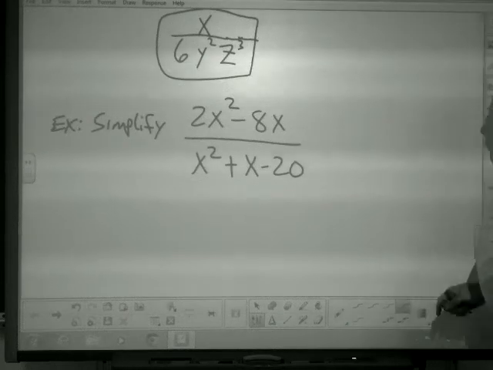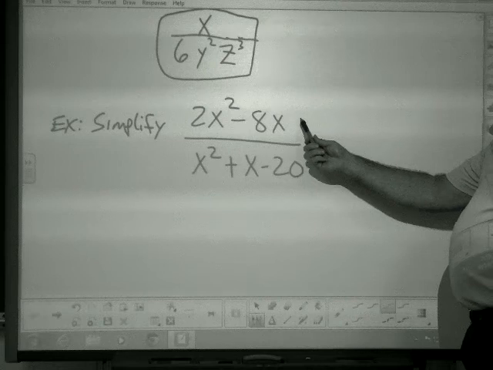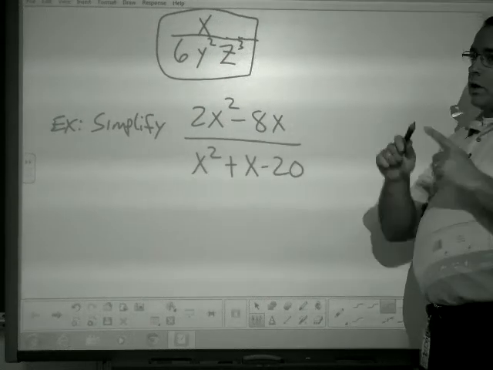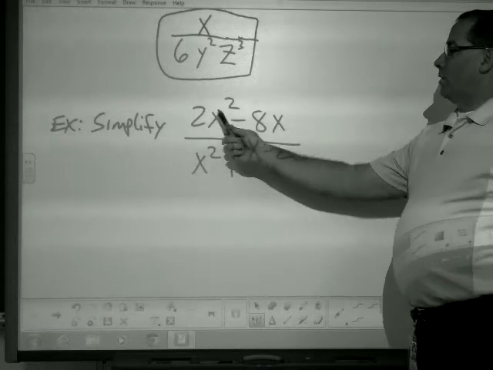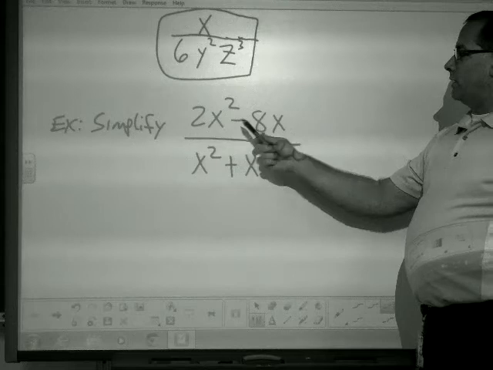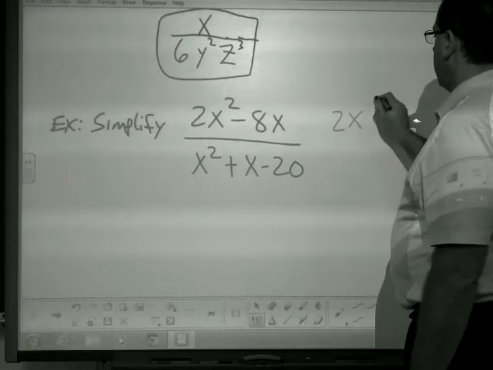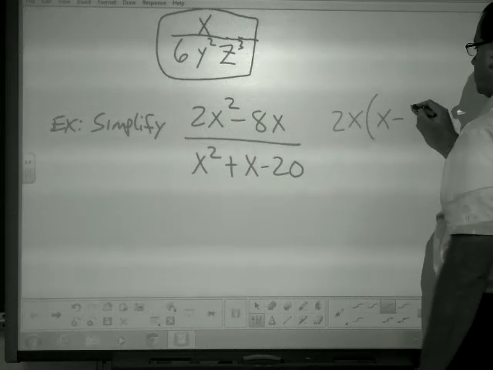Last one, simplify. Okay? Factor if possible. Well, let's see what we got here. I have 2 terms, so I know it's not a trinomial with 2 sets of parentheses. These are not perfect squares. Maybe there's a greatest common factor. Oh yeah, I could take out a 2 and an x. So I take out a 2x. What do I have left? I have an x minus 4.